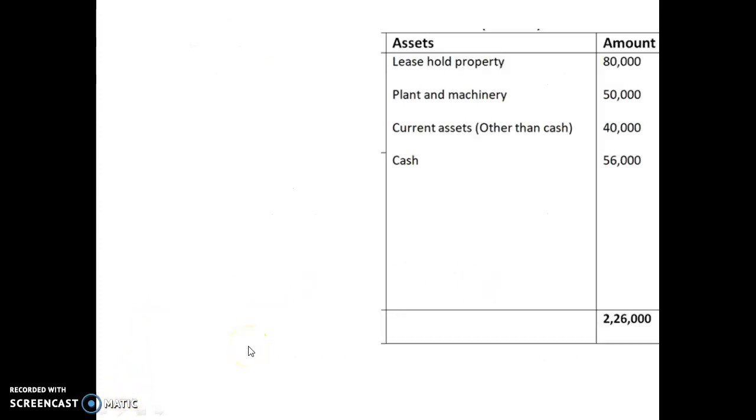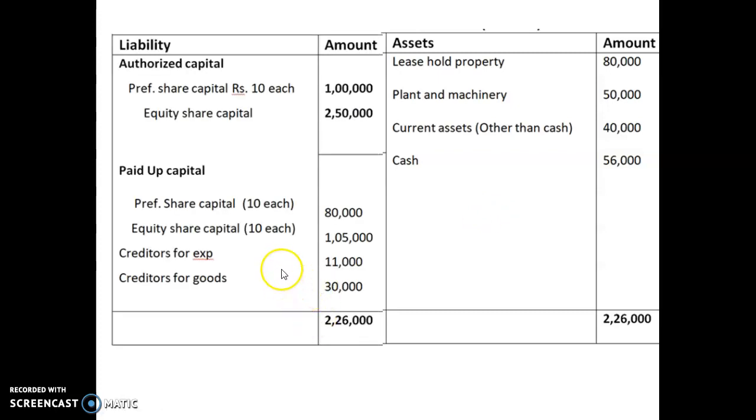Now we are moving to the preparation of the balance sheet. On the asset side, only these 4 items will remain: leasehold property, plant and machinery, and current assets in their new or revalued figure, and cash of rupees 56,000. Cash, you know, 10,000 by way of sale of investment, and 46,000 received from debenture holders as the balance amount of freehold property. Then we are moving to the liability side of the balance sheet.